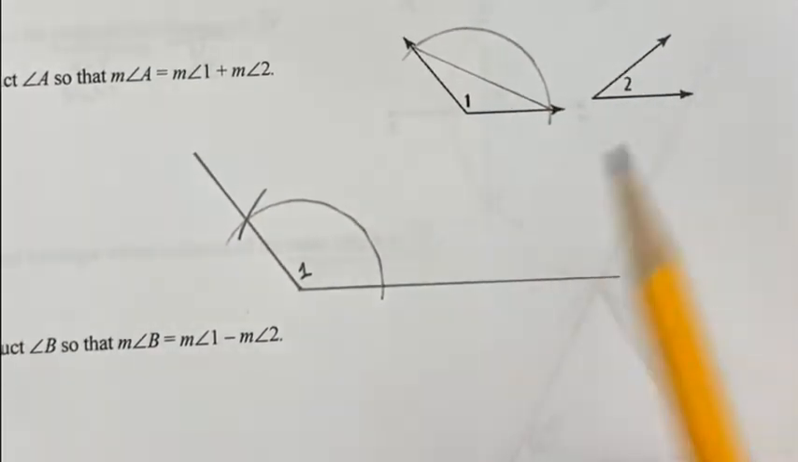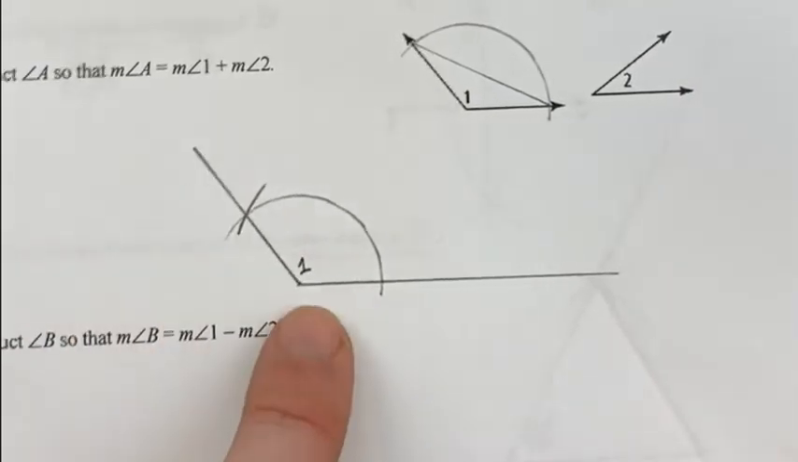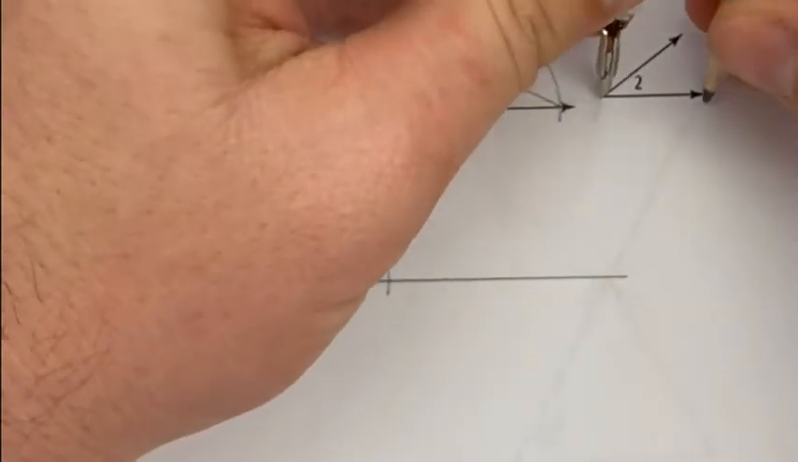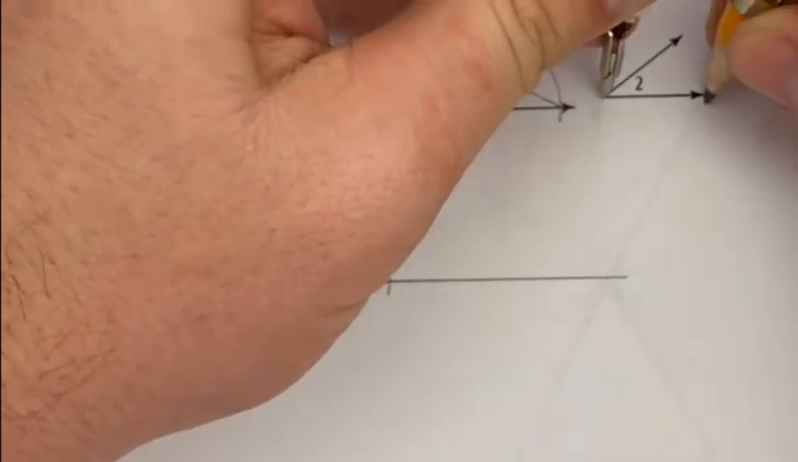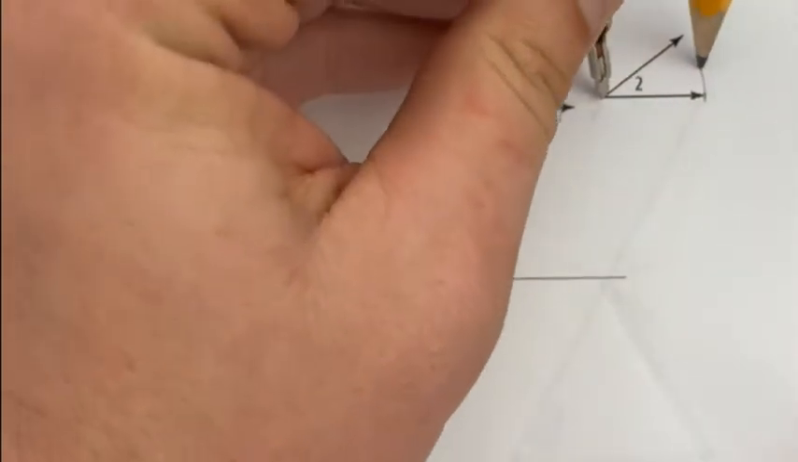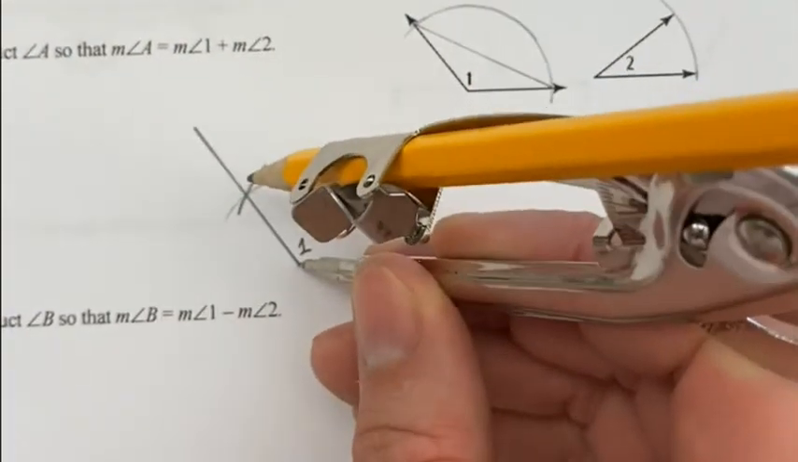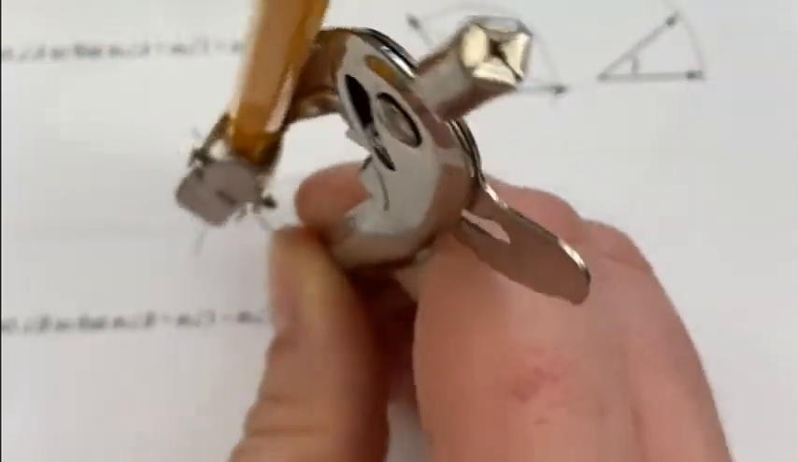It said to add angle 2 to it. So I need to go through the exact same process again. But this line is now like my straight line. So I'm going to take my compass and put it on the angle here. I'm going to try to get it to touch right at the end. There. I'm going to draw. It's an acute one, so I don't need to go too far out.